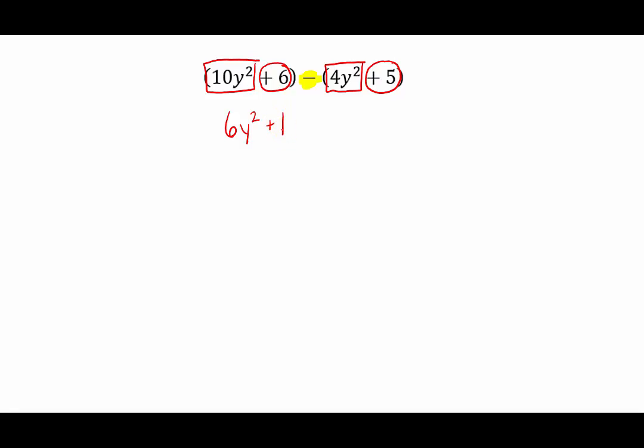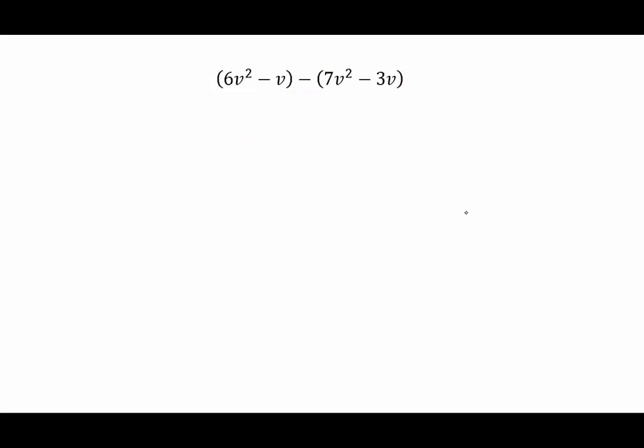So subtracting polynomials should look familiar. Again, we're just going to subtract their coefficients. If we go to our next example now, we're going to do the same thing again. Find your like terms. Here's a v squared. I'll put a box around it. And here's another v squared. And then we have this minus v.